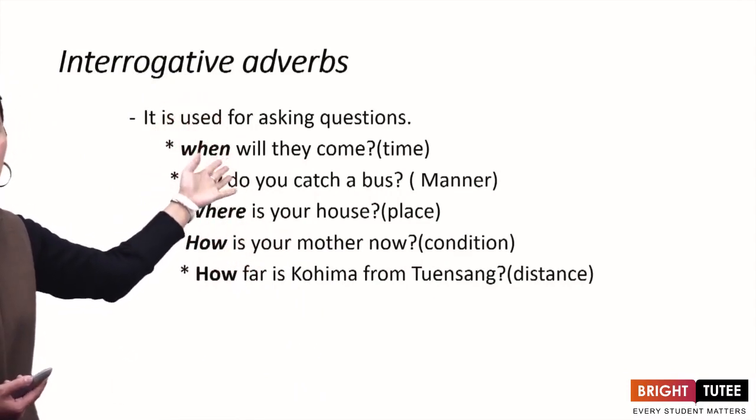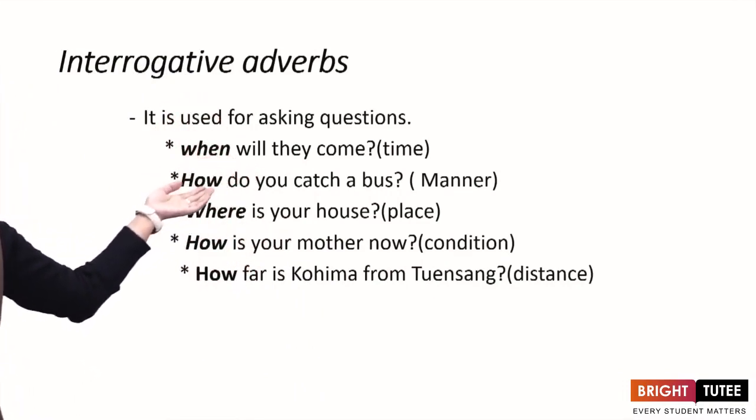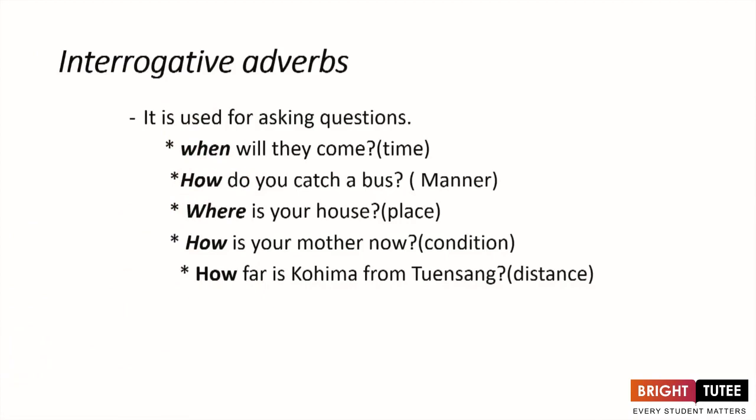Let's read these once more. When will they come? How do you catch a bus? Where is your house? How is your mother now? How far is Kohima from Tuensang? The words that I'm giving in bracket are there because it makes sense to an adverb. That is why I am giving you this.